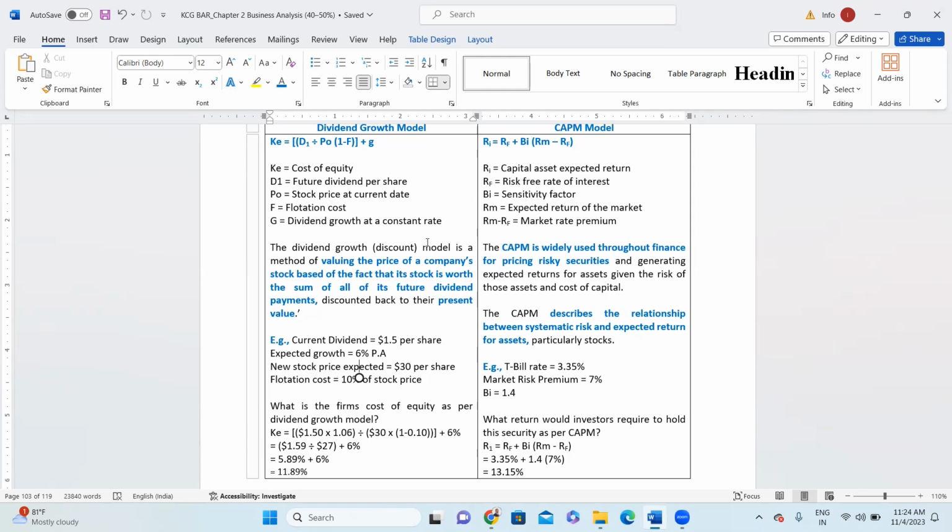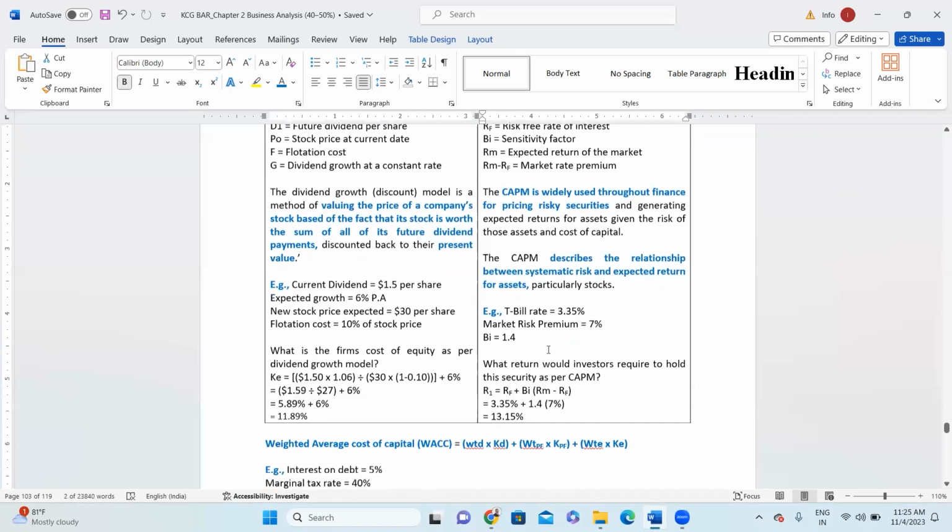Market rate premium. RM minus RF is the market rate premium. Right, in the formula, this RM minus RF, if they have separately given you the expected market rate of return and the risk-free rate of return, then you can do the individual math. Or if they have already given you RM minus RF, that is the market rate premium, then you can take that directly. Got it? Right? Yes, sir. So this is about the dividend growth model and the CAPM model.